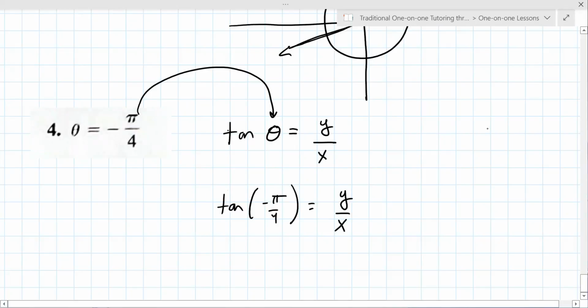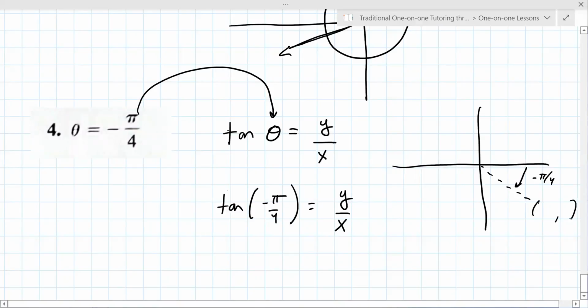So you have to figure out, where is minus pi over 4 on your unit circle? Fourth quadrant. It's down there. So we need the ordered pair there. That is root 2 over 2 and root 2 over 2, but one of them's negative, one of them is positive. The x value is positive because you're going to the right, and the y value is negative because you're going down. So it's y over x, it's minus root 2 over 2 over root 2 over 2.